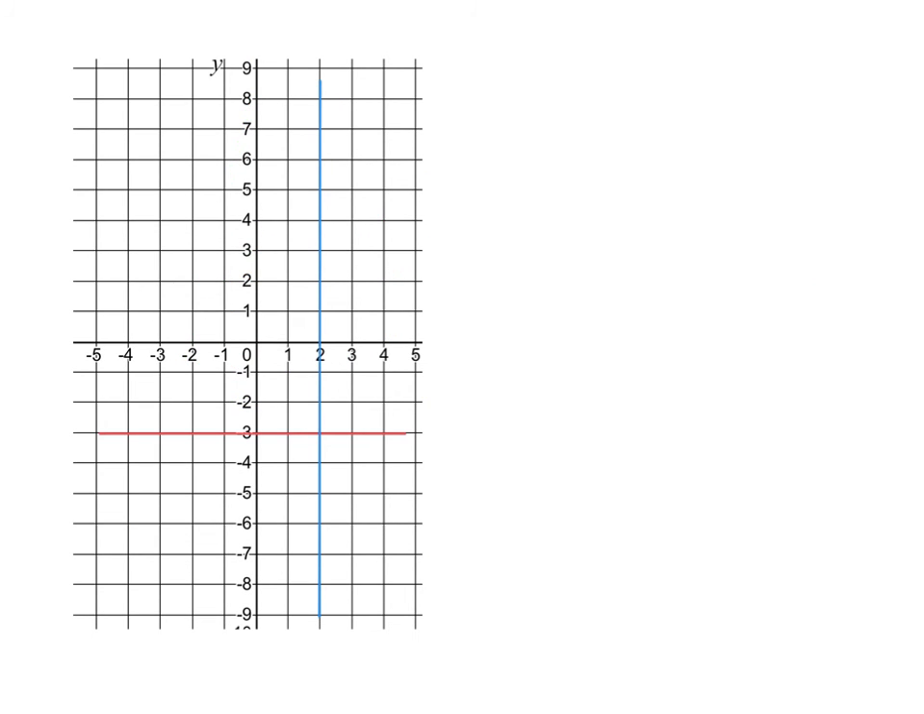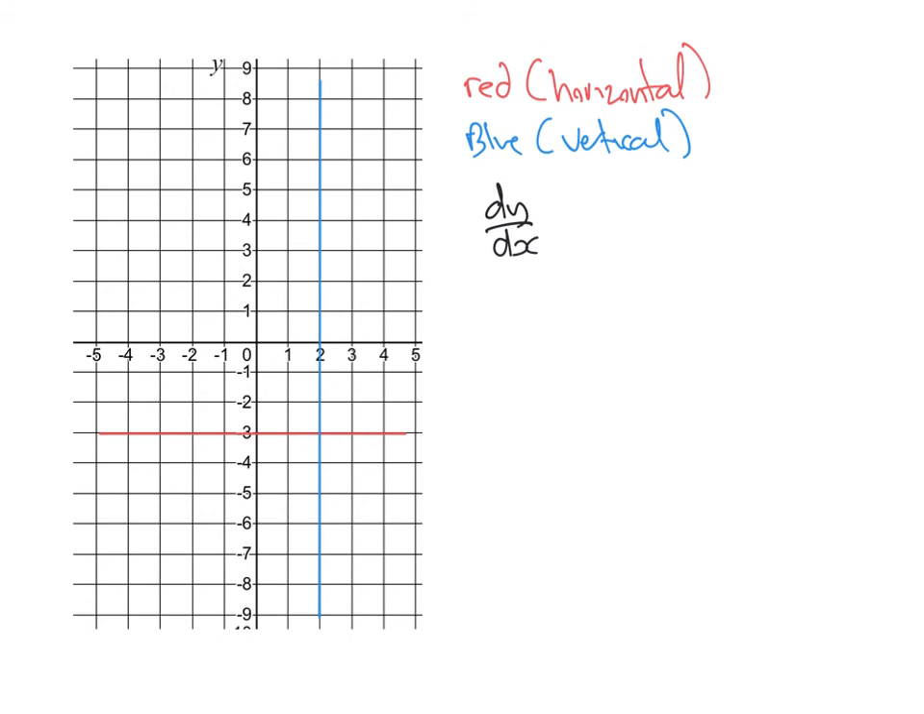Now here we have 2 special lines. The ones we've considered so far have been diagonal, whereas these 2 are not. And we talked about these at the very beginning. The red line is horizontal, and the blue line is vertical. Okay, so we know that the gradient formula is dy over dx between 2 points.